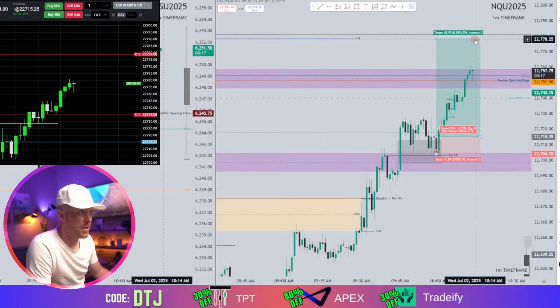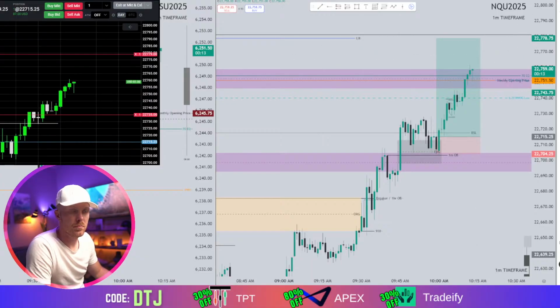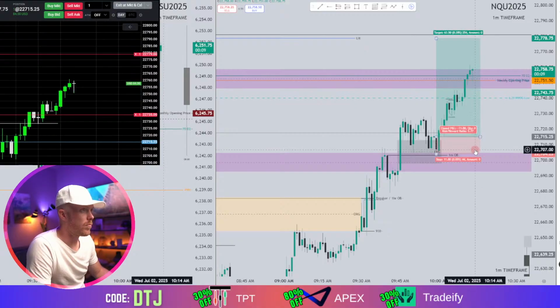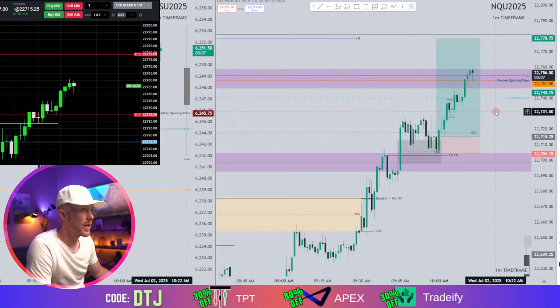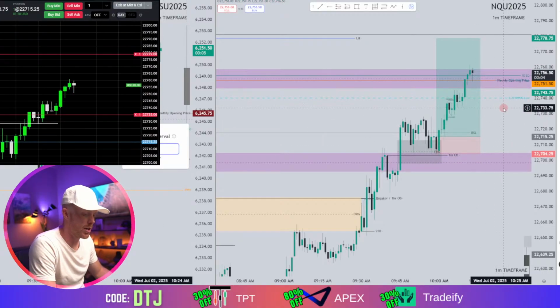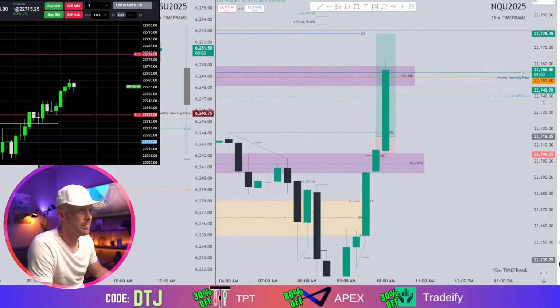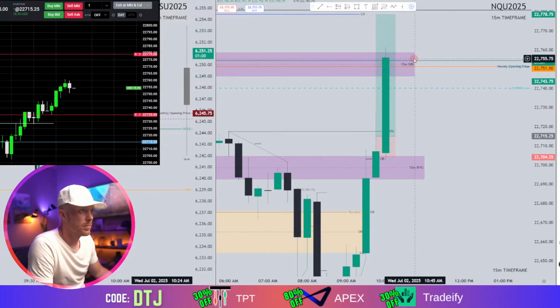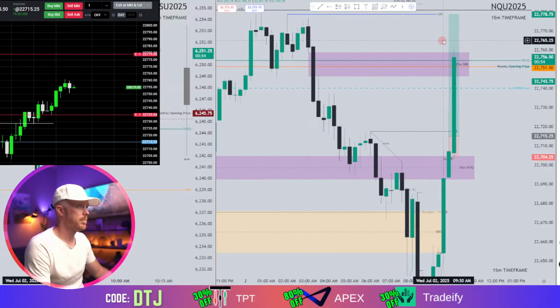So it'll be a 63 handle move if it hits target. All right, it did not, and doesn't look like it's going to close above it. Oh, we got one more minute.